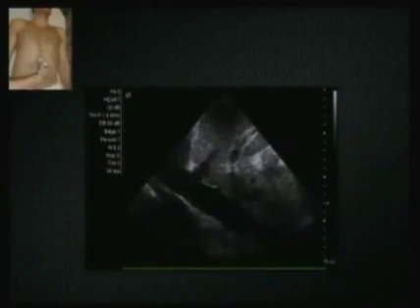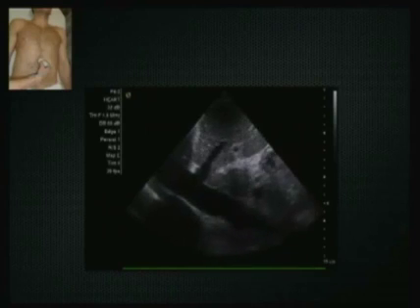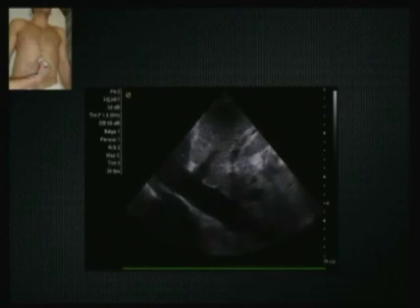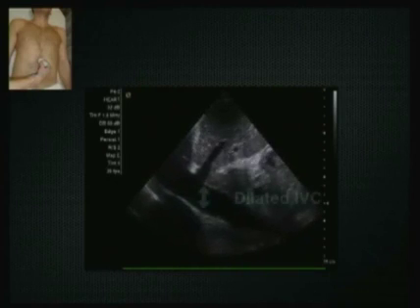We can then look at the IVC, and I like to think of this as the sonographic equivalent of looking for right-sided heart failure, JVD and peripheral edema, and a dilated IVC. And here we do see a dilated IVC that's plethoric with minimal to no respiratory variation. So this suggests that the patient's right-sided pressures are very high.